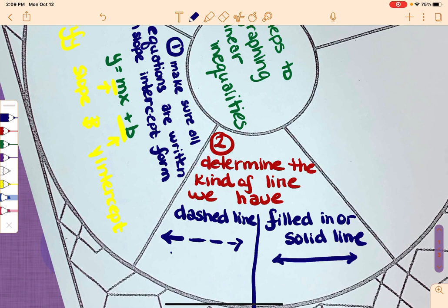So if I have a dash line, it's because the inequality either has to be less than or greater than. If it is solid, it's going to be less than or equal to or greater than or equal to. So it is based on whether that equal to is with it. That's what determines if it's solid. No equal to with it, it's going to be dashed.